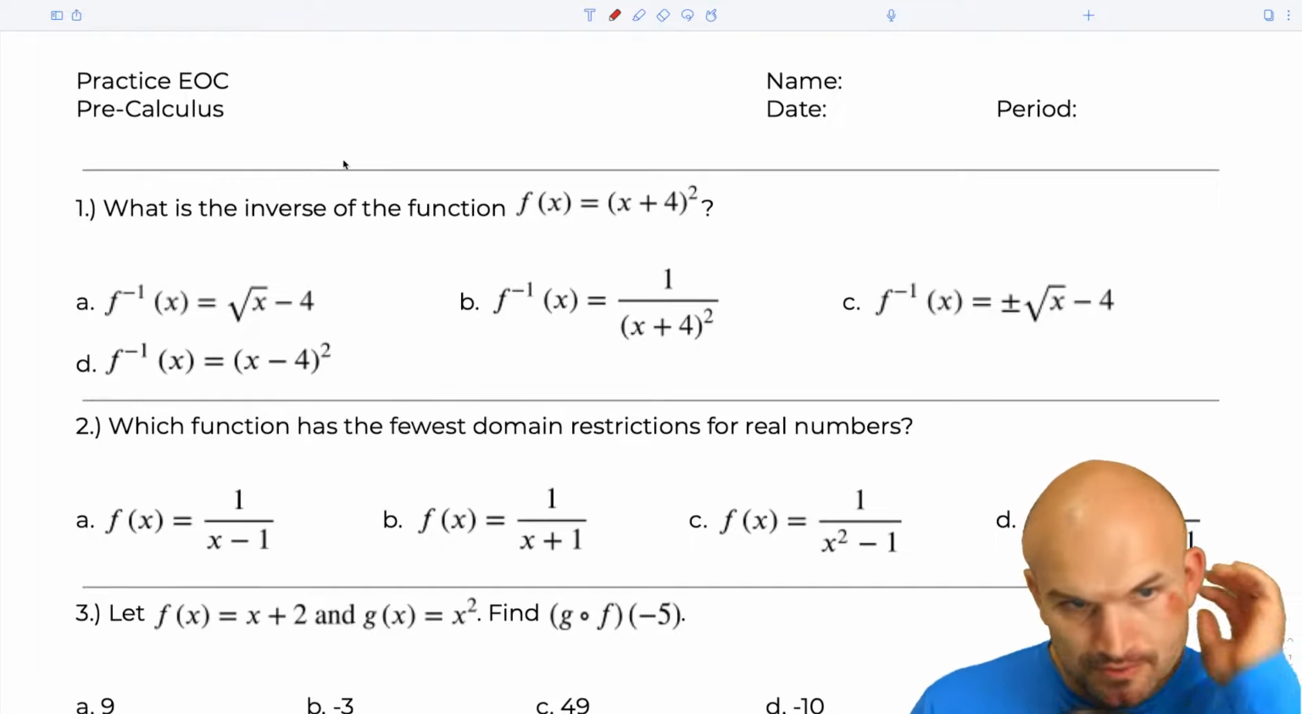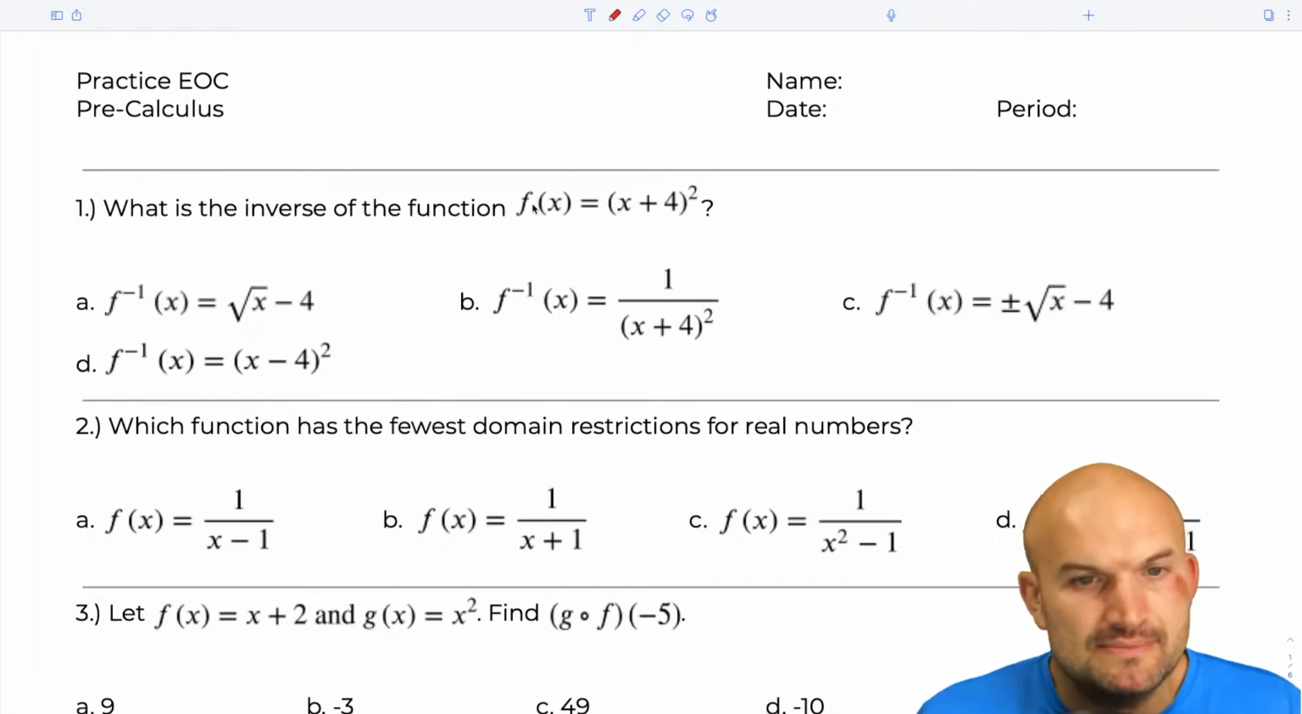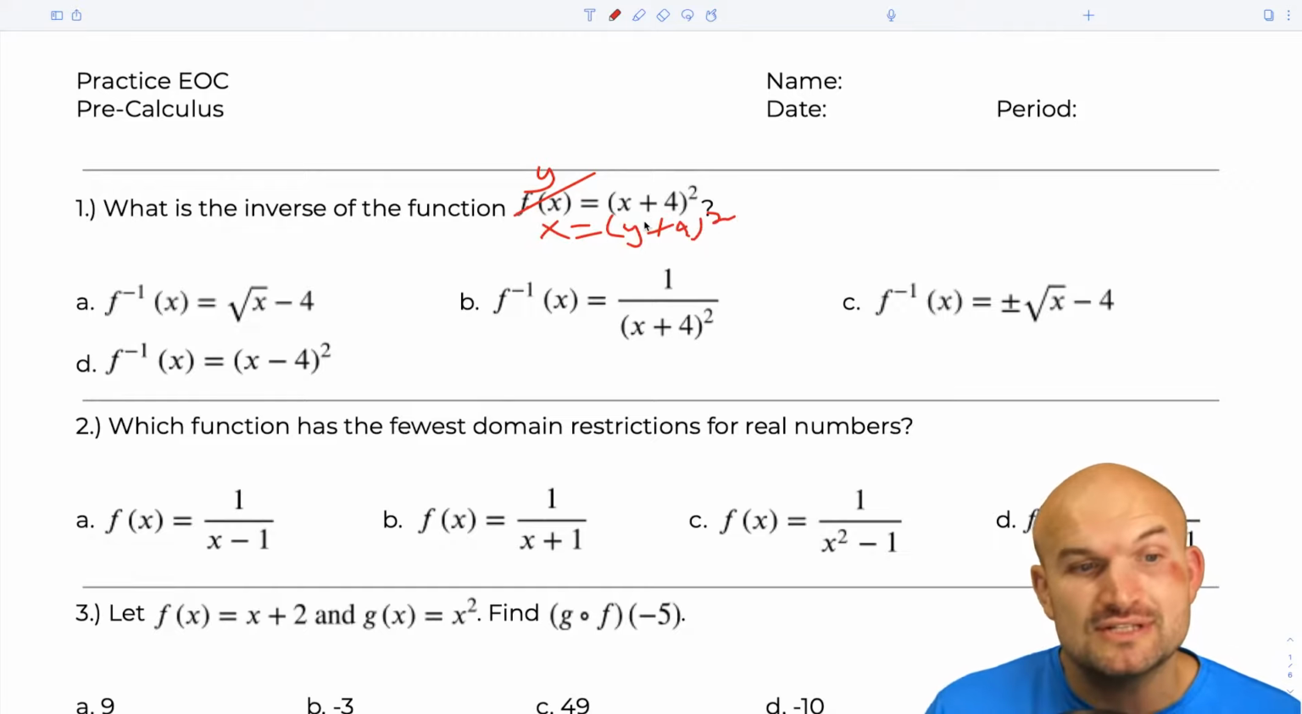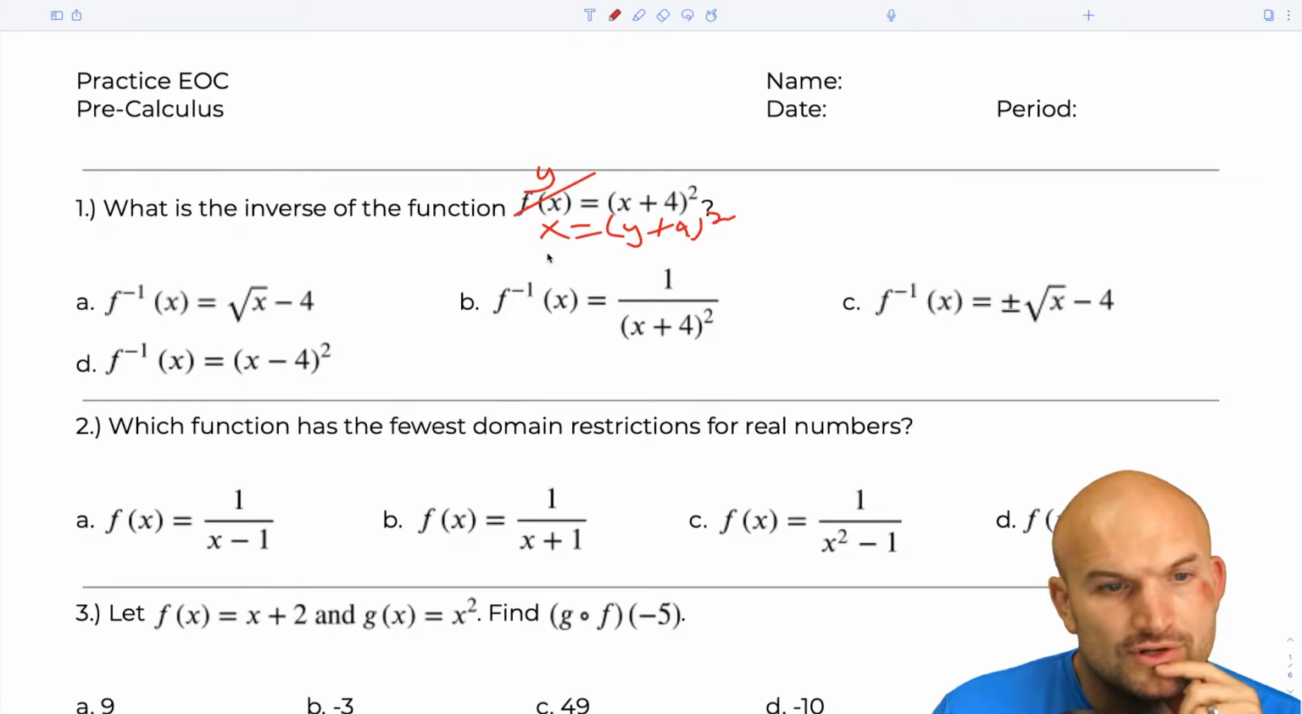All right, so the first one we're going to do, what is the inverse? So therefore, we're going to swap this with y. And then we can go ahead and swap the variables. So therefore, I have x equals y plus 4 squared. Now here, we're just going to use our inverse operations, right? So we are going to take the square root of both sides.